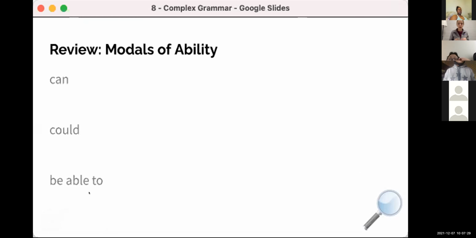And for the most part, can and be able to have the same meaning. There are some situations where we would use one instead of the other, especially in the negative or question form. But let's come up with a couple of example sentences for these modals of ability. Do you have any good example sentences?